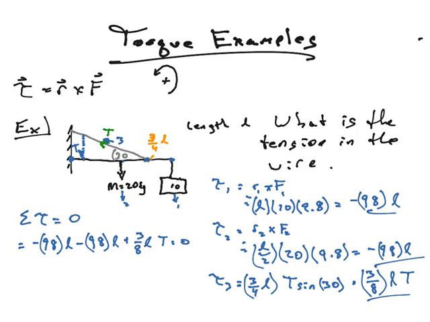Now, notice there's an L on every term here. So they will all cancel out. L goes away, L goes away, L goes away. This is only true if every term had an L. If one of these things doesn't have an L in it, you can't cancel it. But here they all do, so I can cancel it.